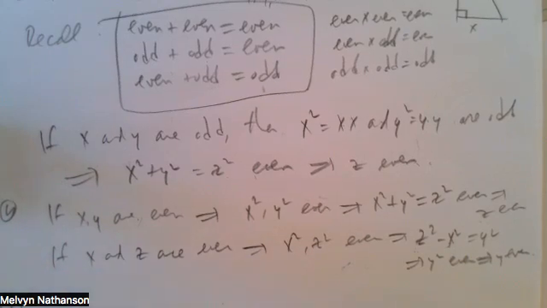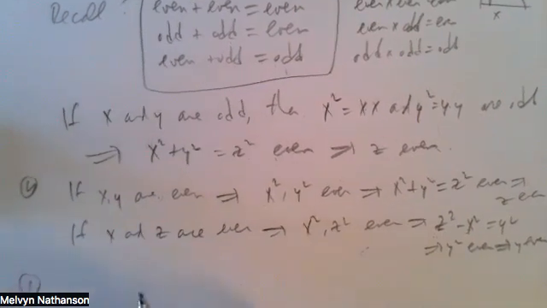And how do you construct a Pythagorean triple in which all three integers are even? Well, you take your most famous Pythagorean triple: 3 squared plus 4 squared is 5 squared. Of course, these aren't all even. 3 and 5 are odd.